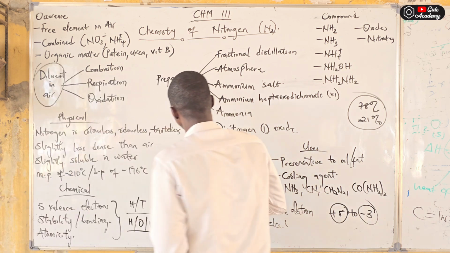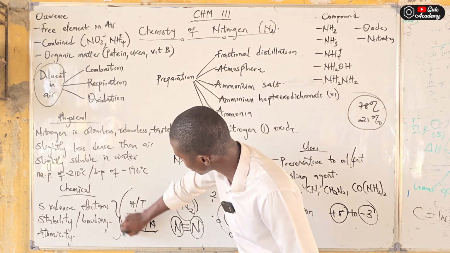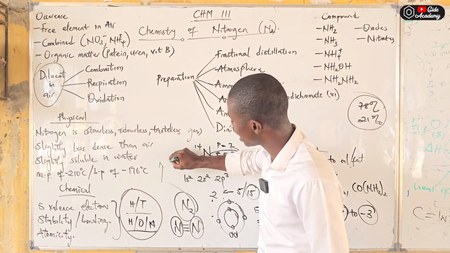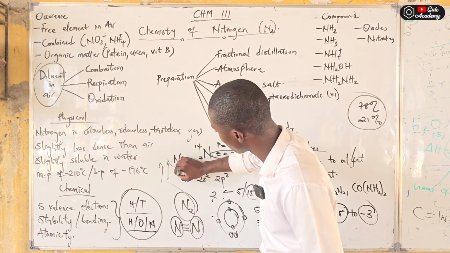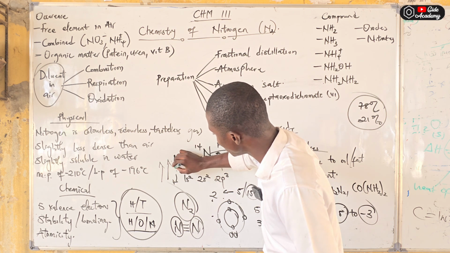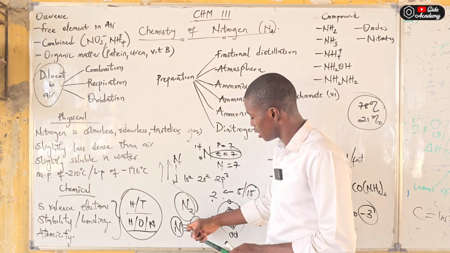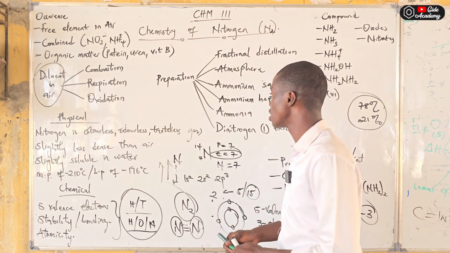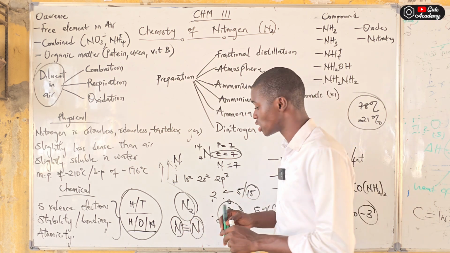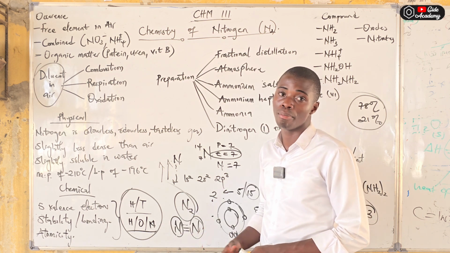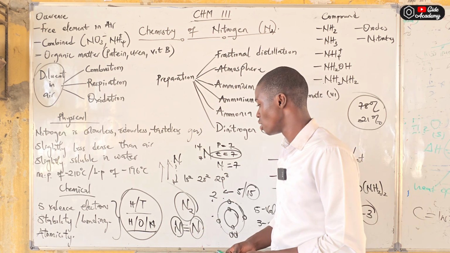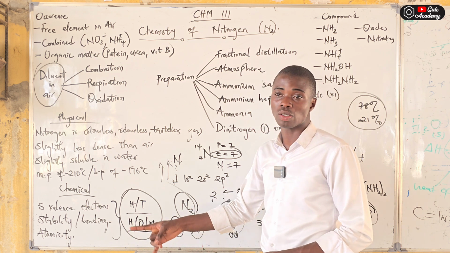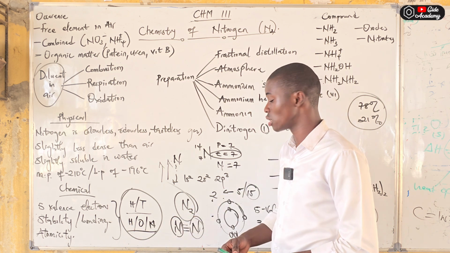So for nitrogen to react, you have to subject it to a high temperature and a high pressure. A high temperature and pressure can now make nitrogen react. And nitrogen reacts with selected elements such as hydrogen, oxygen, and selected metals such as magnesium. So nitrogen can actually react with hydrogen. If you react with hydrogen, you know the product that will be formed already, which is ammonia.